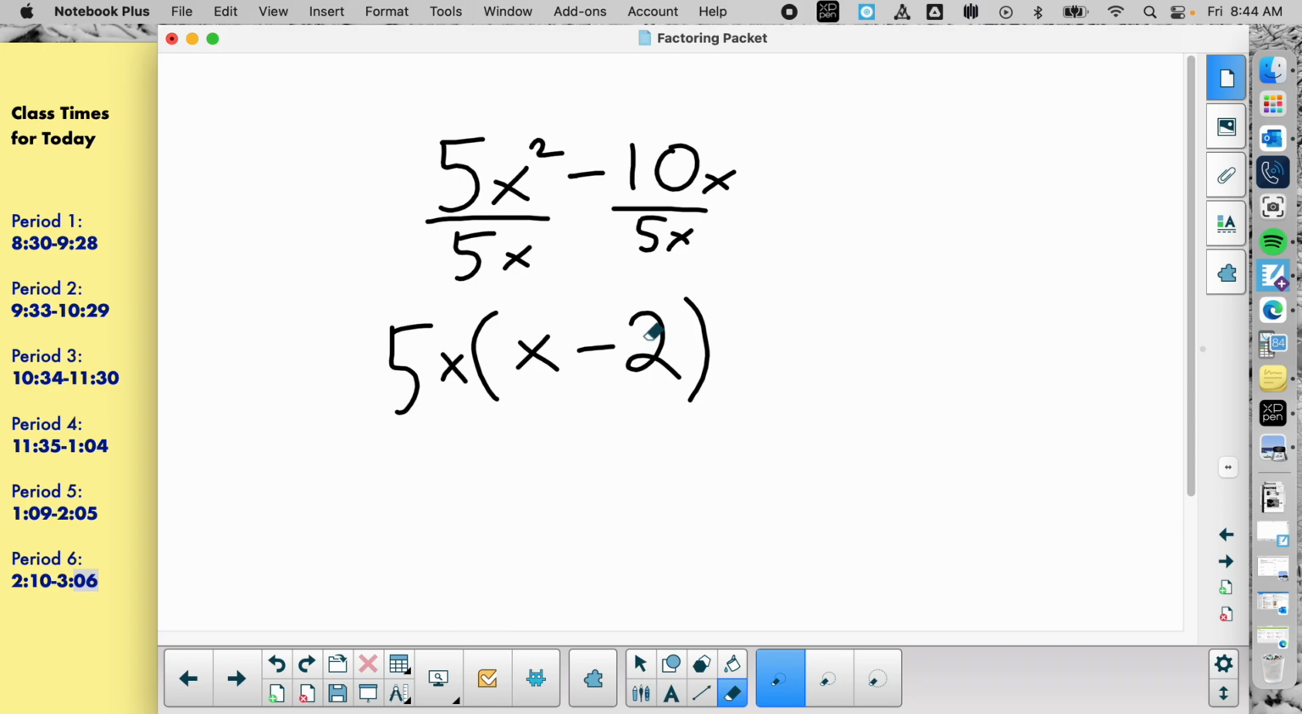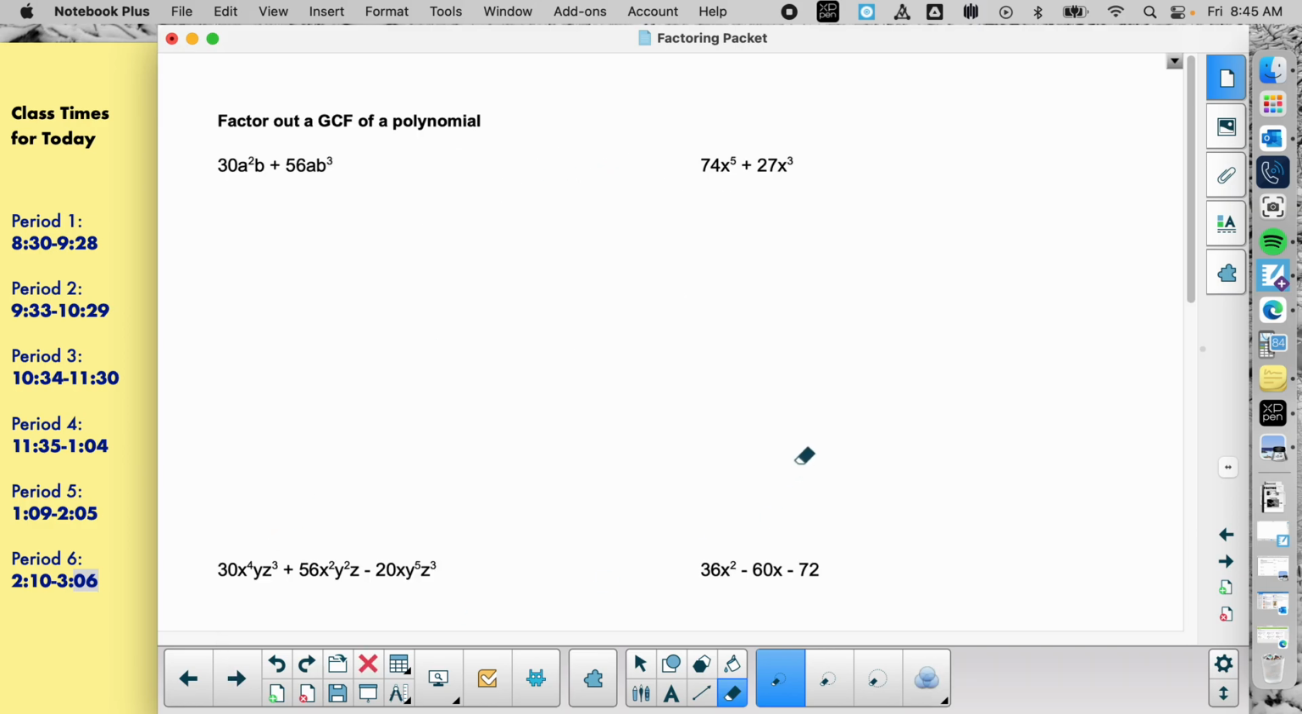Are we ready for harder ones? Okay. I wanted to start with these easy ones because I want you to know that they're definitely not all going to be difficult. Okay, so now we'll get to the actual packet. Let me zoom in.